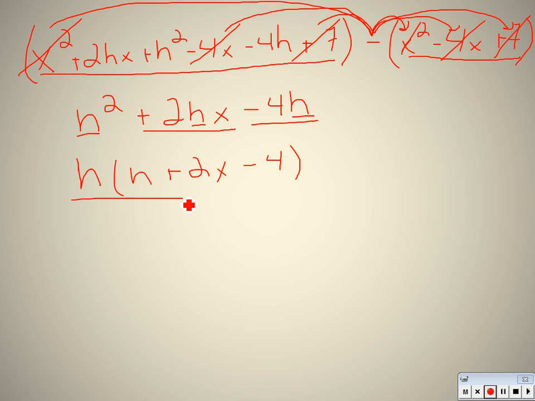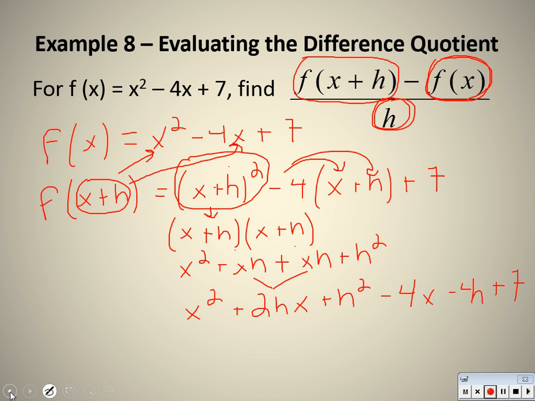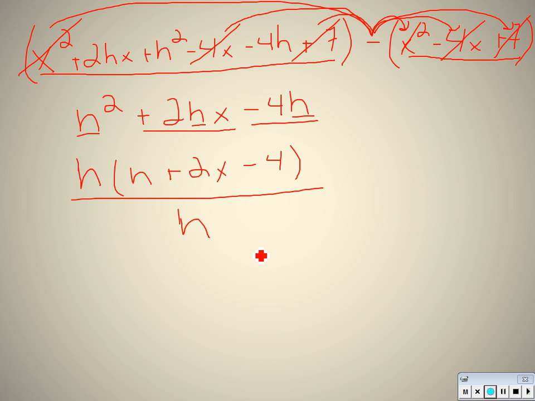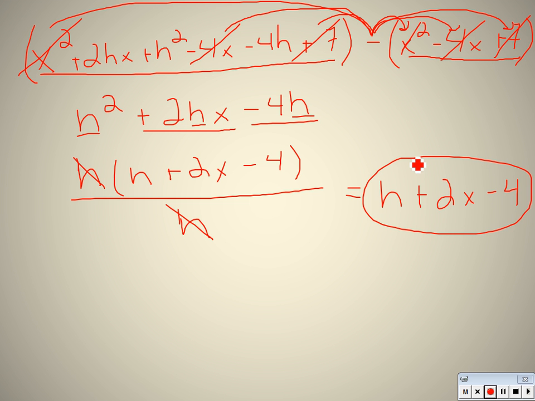Now, let me put this whole thing over h, because recall that this whole thing is over h. So I'm saving the denominator to the very end until I'm able to simplify the numerator and then factor an h out. So now I can cancel these out. And what I'm left with here is h plus 2x minus 4. That is the difference quotient here.